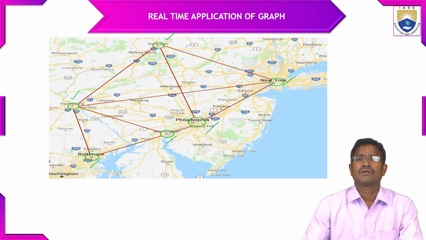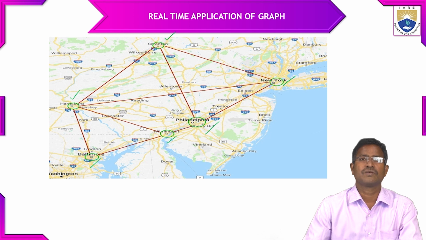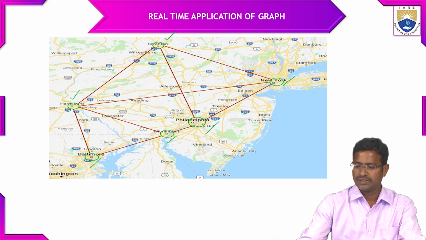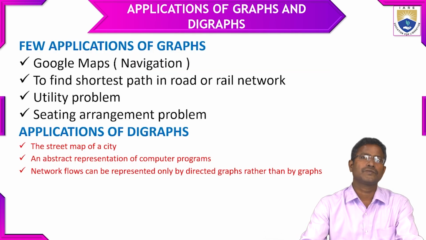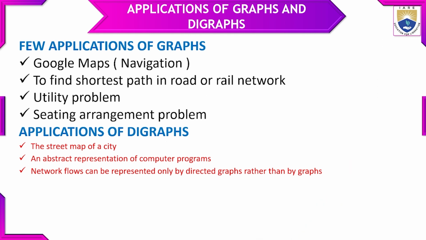Because of graph theory and its powerful algorithms, we are able to implement solutions for most of the real world problems. And see, these are a few applications. Navigation, how effectively we are using Google Maps. Without Google Maps, you cannot go from one location to another location. Nobody knows all the cities in the world, right?